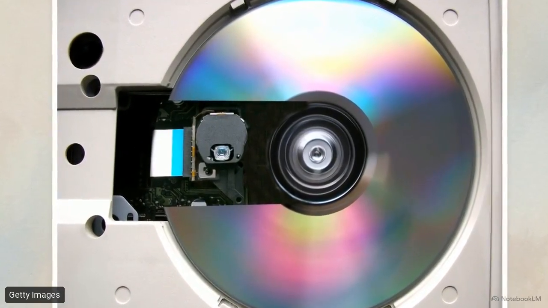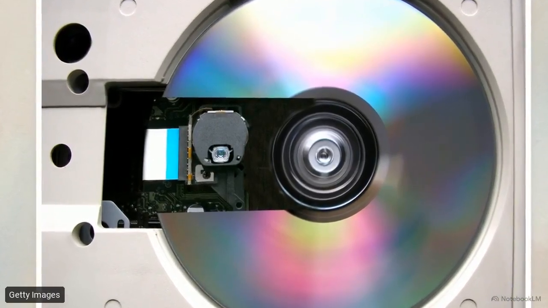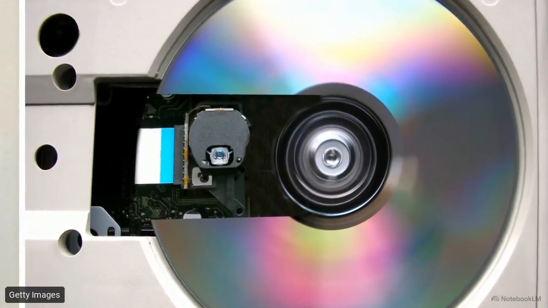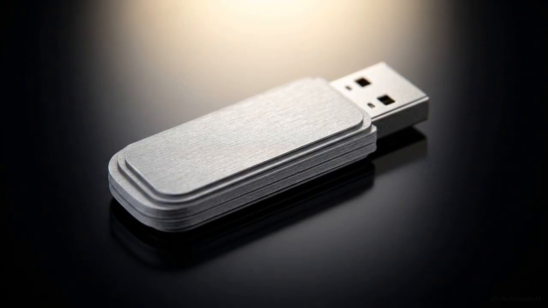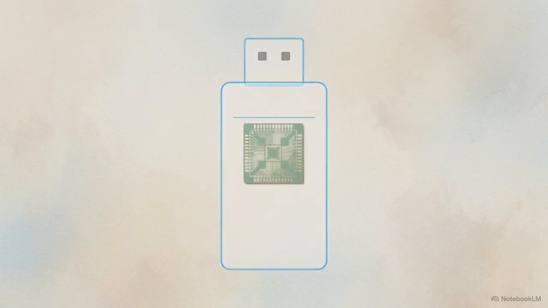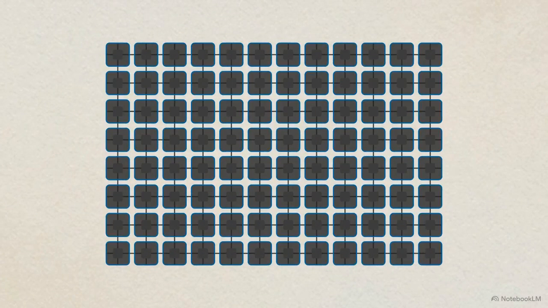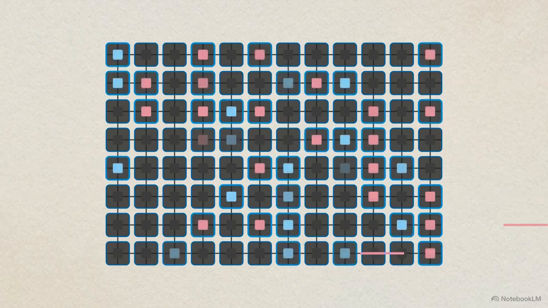Inside the drive, a tiny laser beam is used to read and write information directly onto the spinning disk. Today, we also use solid-state storage, like a USB thumb drive. These have no moving parts. They store data electronically in memory chips, which are essentially grids of microscopic switches.